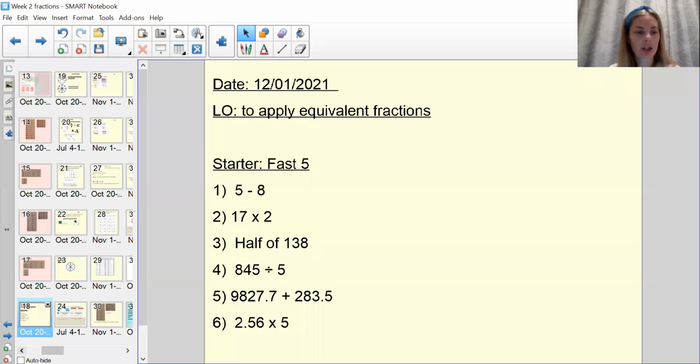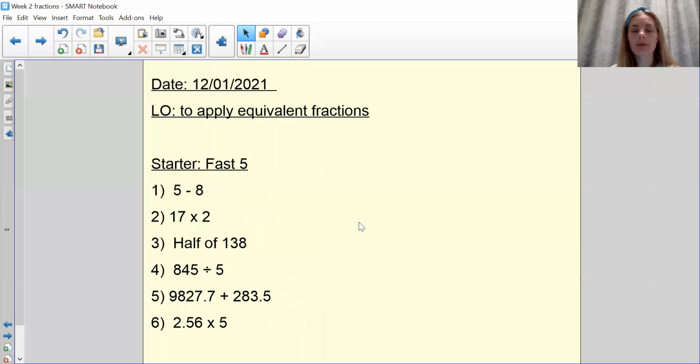I'm really excited about this lesson, so I'm going to get going as soon as possible because there's quite a bit that we're going to be getting through today. So let's have a look. Yesterday we looked at equivalent fractions, and today we're going to be looking at applying the equivalent fraction knowledge.